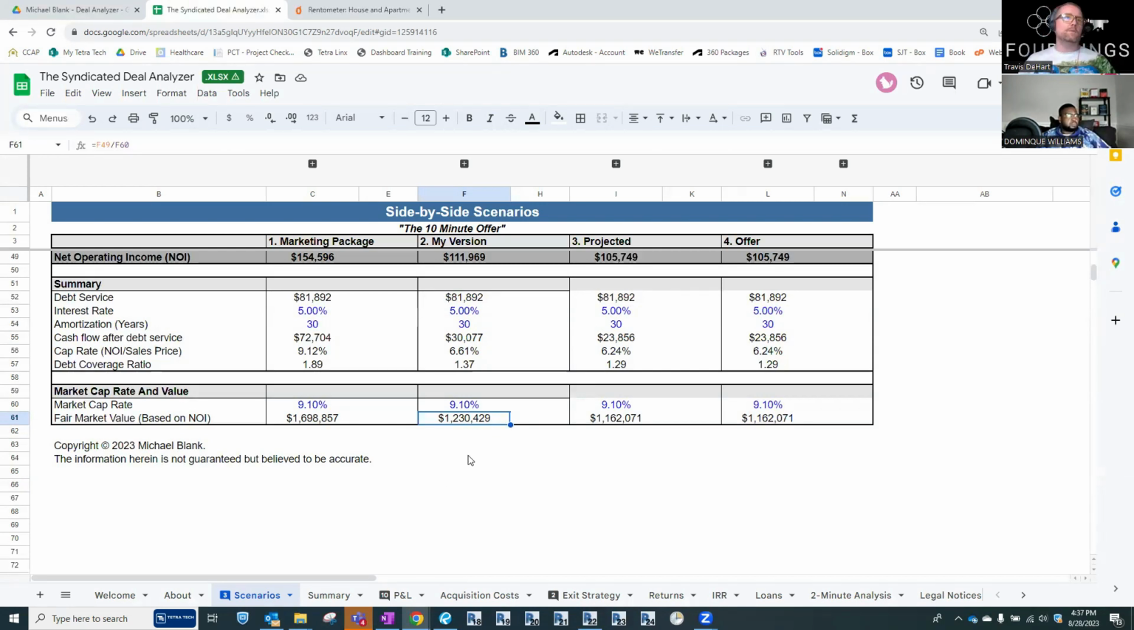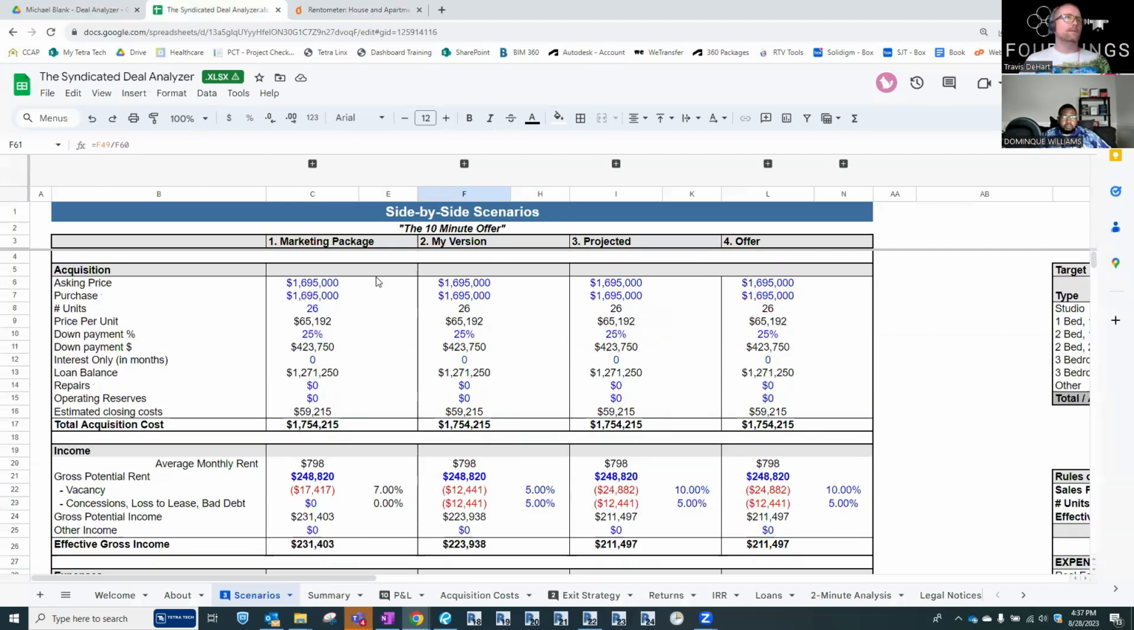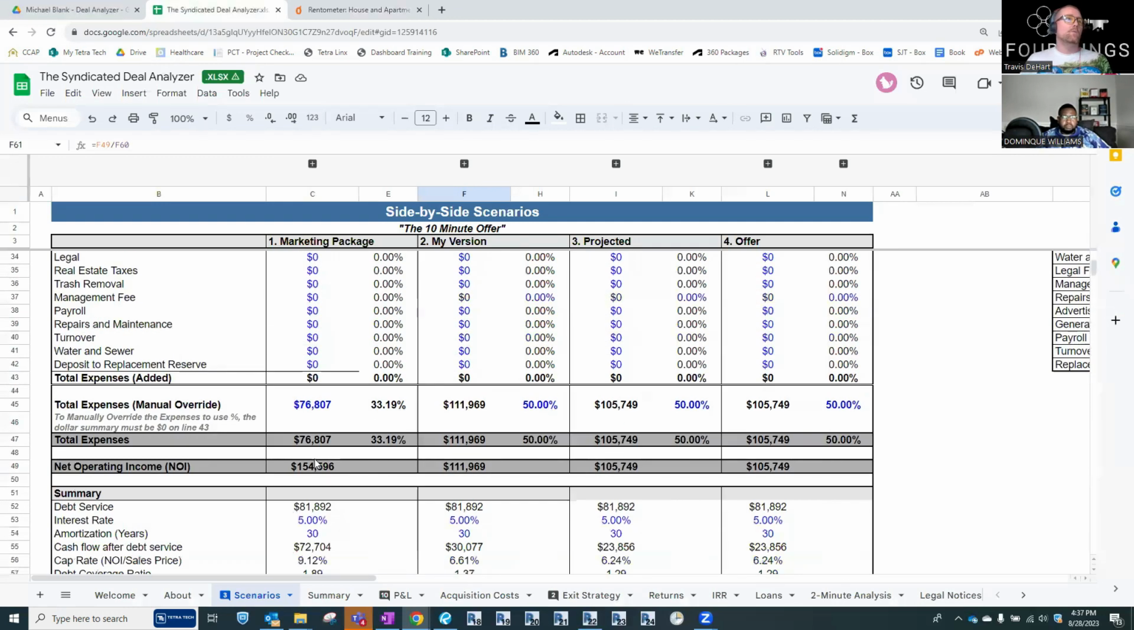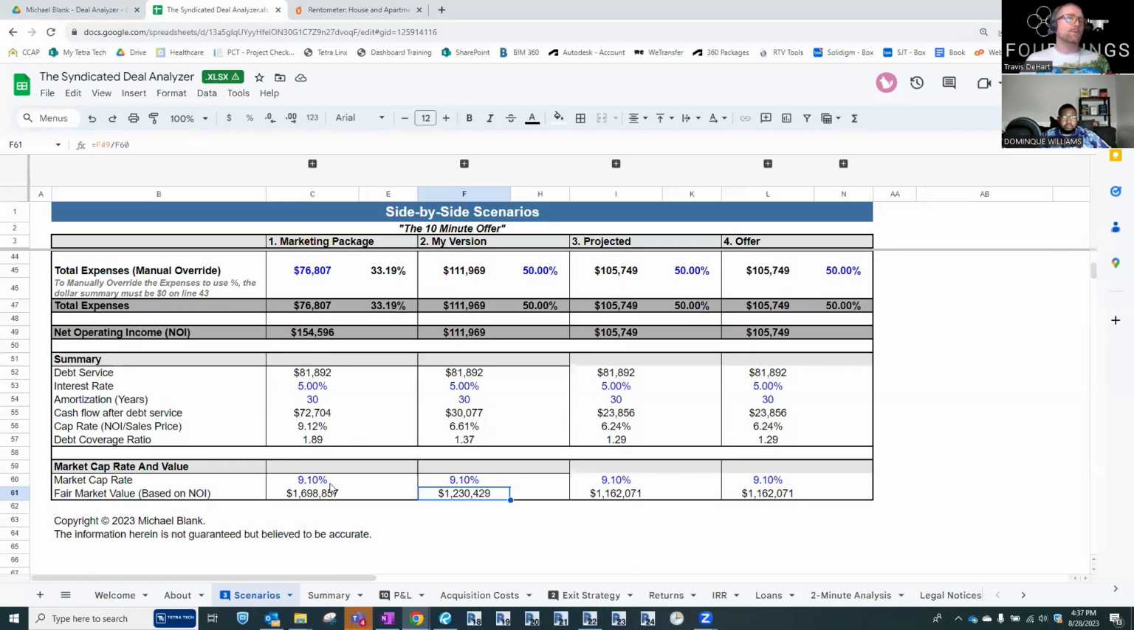Okay, so basically what we've just done, just doing a quick analysis of looking at the asking price, how many units, what the gross potential rent is, what the expenses are, and what the cap rate is, we were able to determine that they're asking for a whole lot more than what the property is actually valued at. So we definitely wouldn't want our offer price to be that high. Our offer price would be more down here.